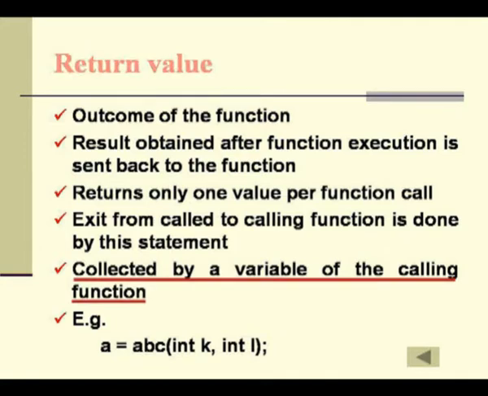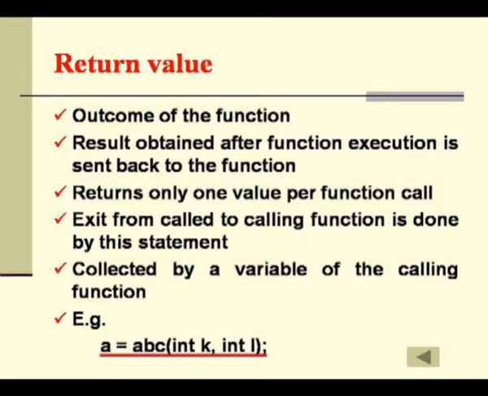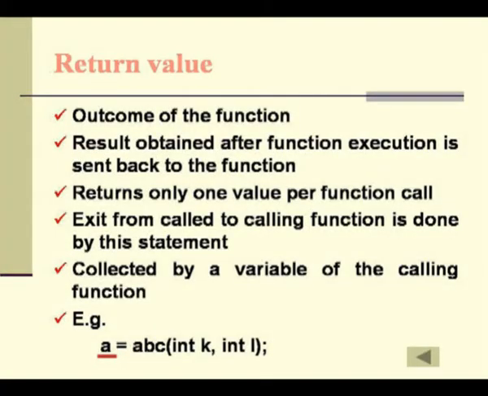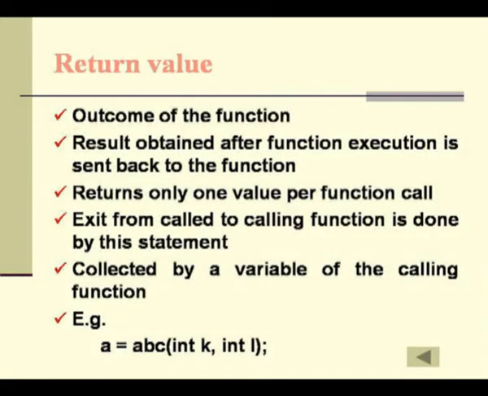And normally when we have a return statement and we give a value, that value has to be collected by a variable in the calling function. For example, if you see here, a = abc(int k, int l). So, abc is a function which is called, you are passing two actual parameters. The return value that comes from that function is assigned to a. So, that is what we mean by the value has to be collected by a variable. So, the result of that function is assigned to the variable a. So, this is the use of the return value in the C programming language.